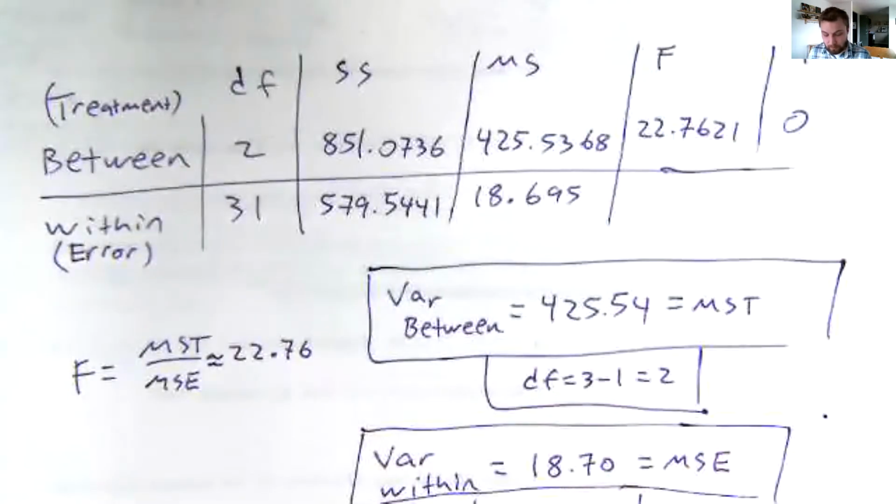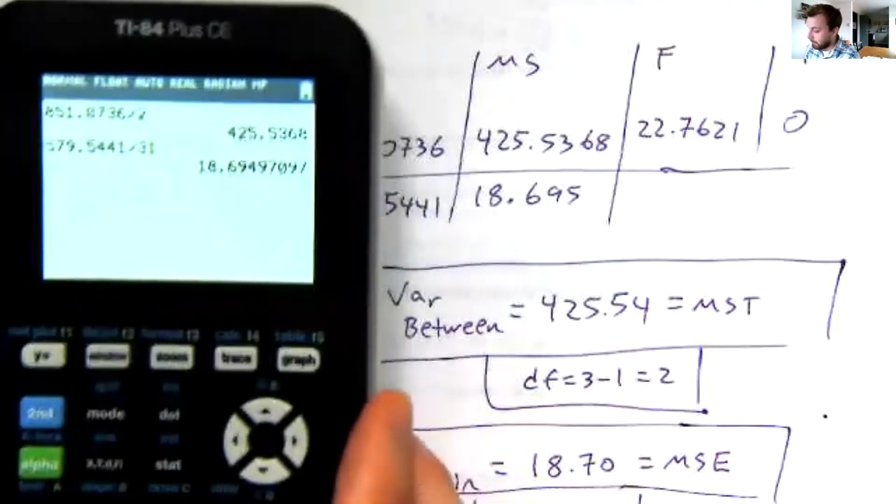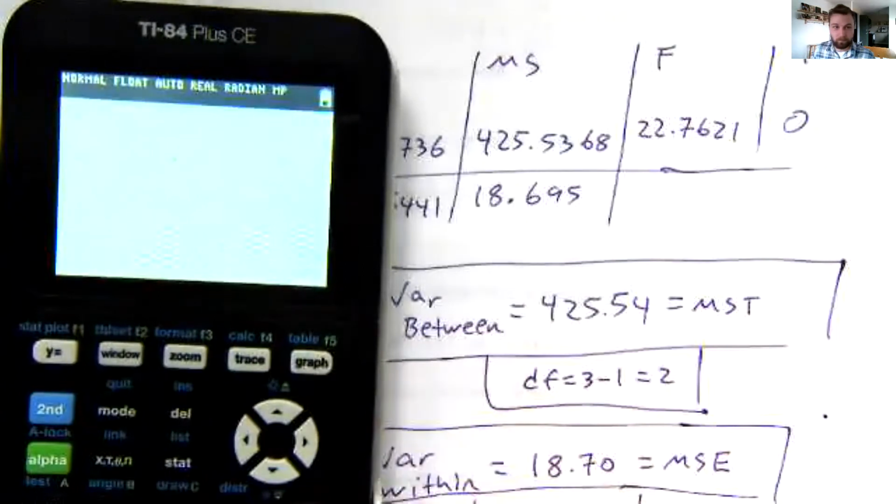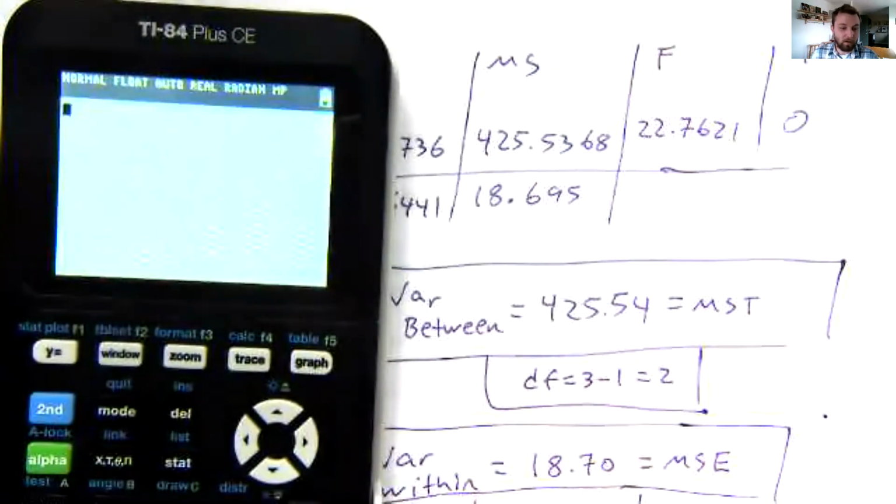What I'd like to do now is also show you how to do this stuff in your calculator to give you yet another resource to double check your work. So I'm going to go inside of my TI-84, and while I'm inside of my TI-84, I'm going to type all of my data into my calculator. Let me show you what that process is going to look like.